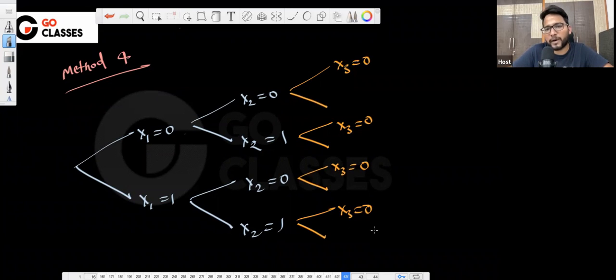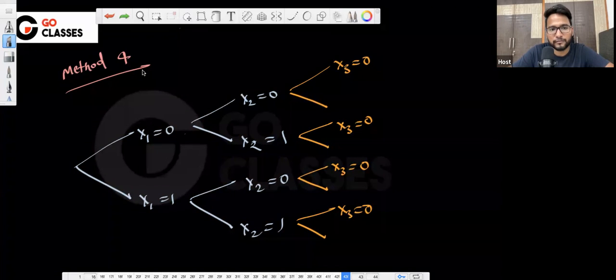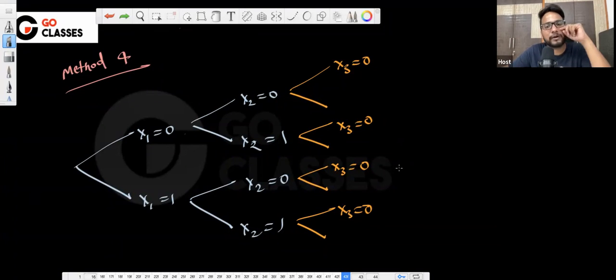Okay, I think we need to apply Bayes' theorem, because this is like backward reasoning, right? Given that x3 equal to 0, they are asking what is the probability of y being 0. So I don't think that this particular tree might be useful directly here, because they are asking the probability of y being 0 given that x3 equal to 0.